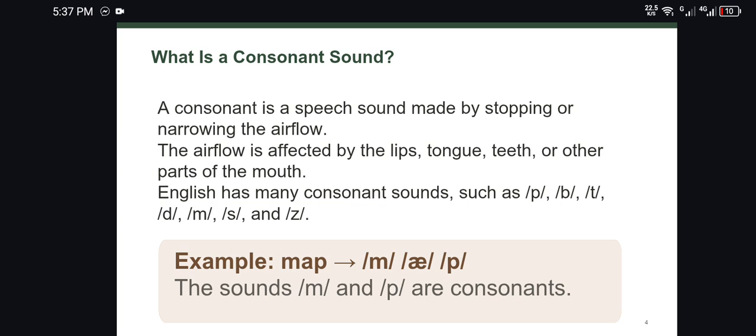Next, what is a consonant sound? A consonant sound is a speech sound made by stopping or narrowing the airflow. For example, the word map. It has the letters M and P. M and P are consonants. English has many consonant sounds such as P, B, C, D, M, S, and Z.